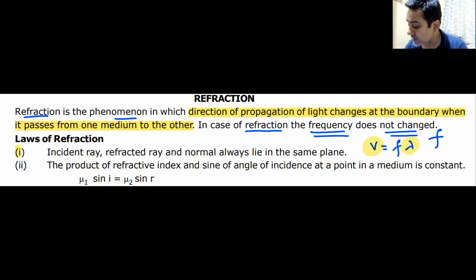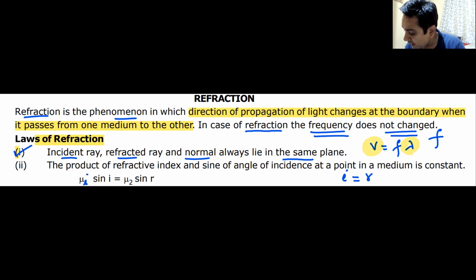Then there are two laws of refraction. Remember, these laws of refraction are pretty similar to the laws of reflection. The first law of reflection was that the incident ray, the reflected ray then, and the normal always lie in the same plane. Now it is the refracted ray, and the normal. Do we remember that law of reflection? Yes, sir. The second law of reflection was that angle of incidence is equal to the angle of reflection. Yes or no? Yes, sir. But here they are not the same because light is going to bend, but they are related to each other. How are they related to each other?